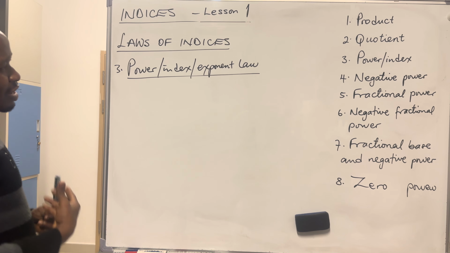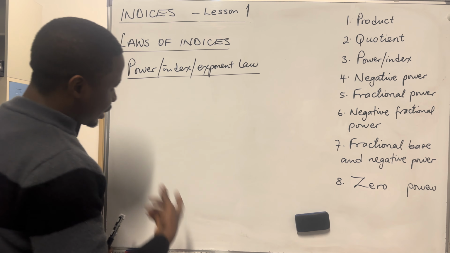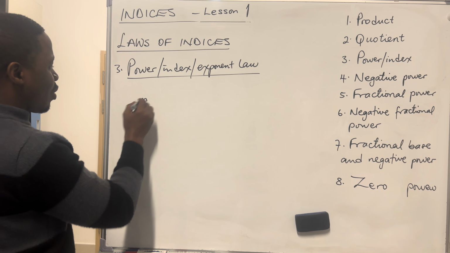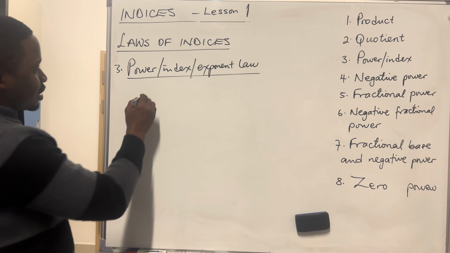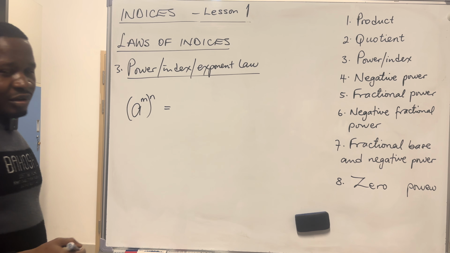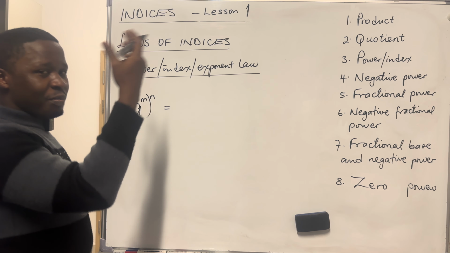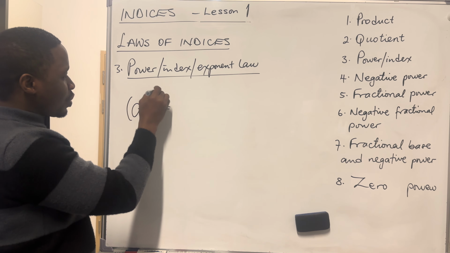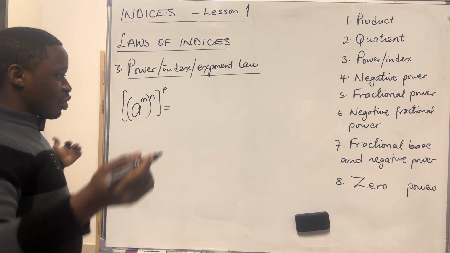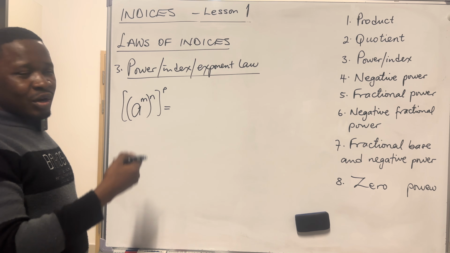Okay. Now let's talk about the index, the power, the exponent law. It says, when a value has a power and there is another power outside, well, we can simply say a base has two or more powers. It is possible that we have another outside like this. It's also possible.